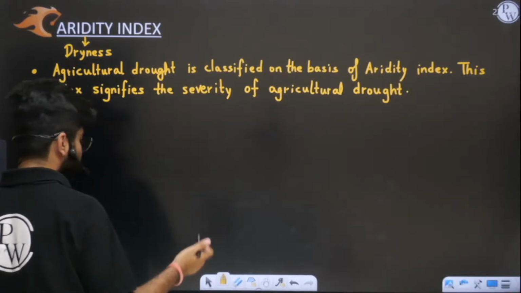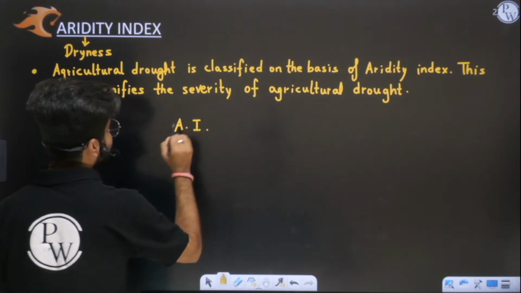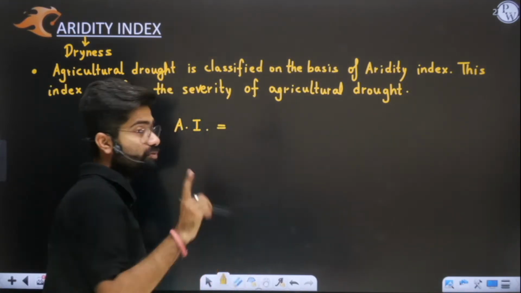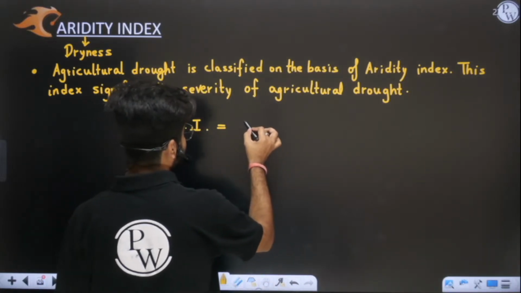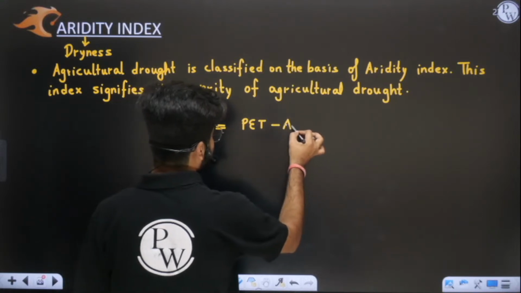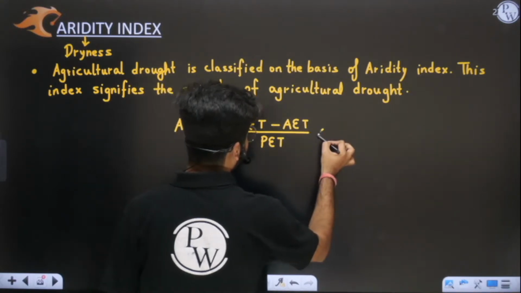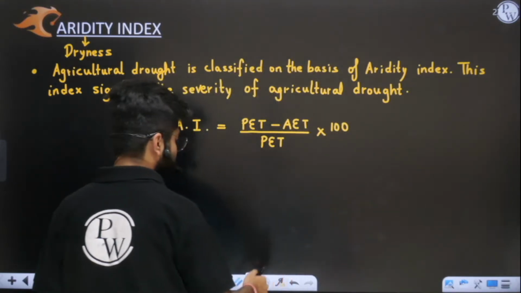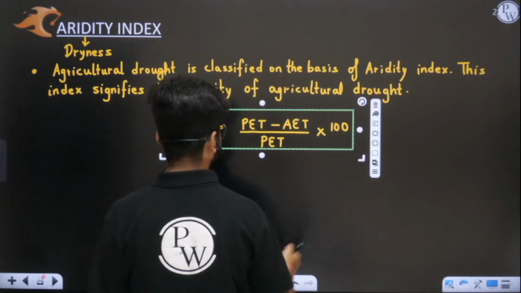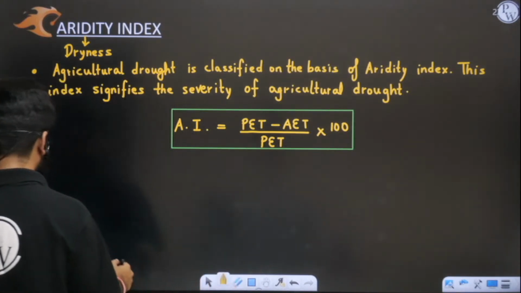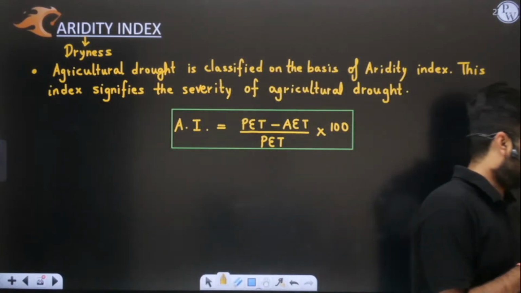Okay, now what is the formula for the aridity index? The aridity index is denoted by AI. The formula is simple. Remember this formula, as it has been asked in examinations. Listen very carefully. Aridity index AI equals AET upon PET into 100. So this is the formula which you have to remember. This is your aridity index. I hope this is clear to you.